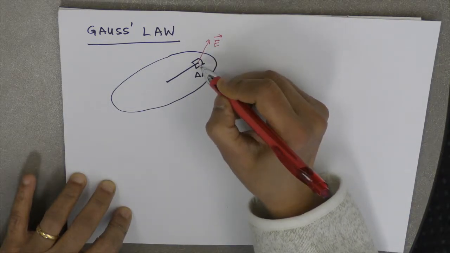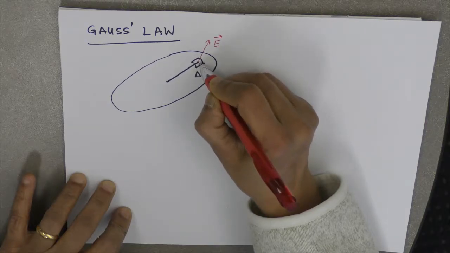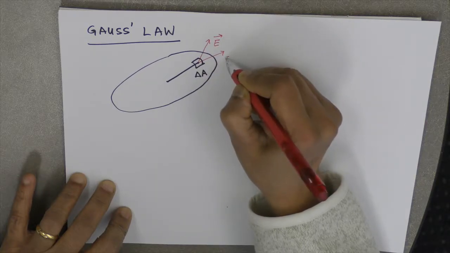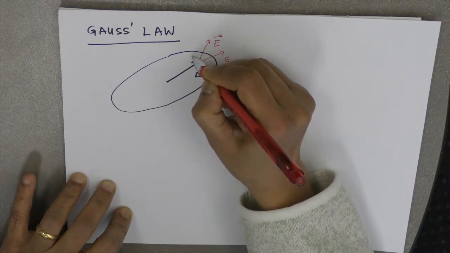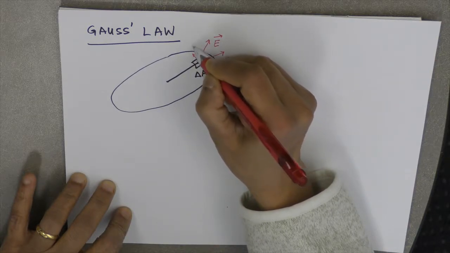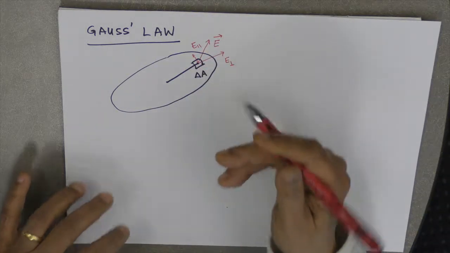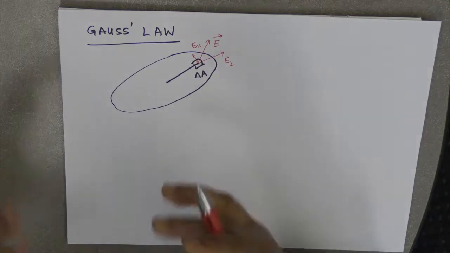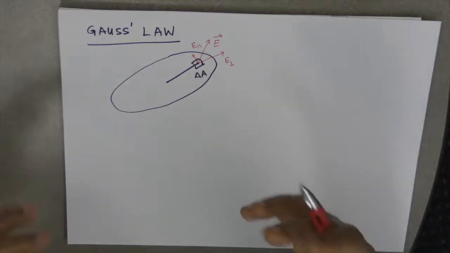Take that electric field and look at its components. The component that is perpendicular to the area and the component that is along the area, E parallel. So what is the purpose of doing this? We want to understand what is the net flux of electric field lines coming out of the surface.